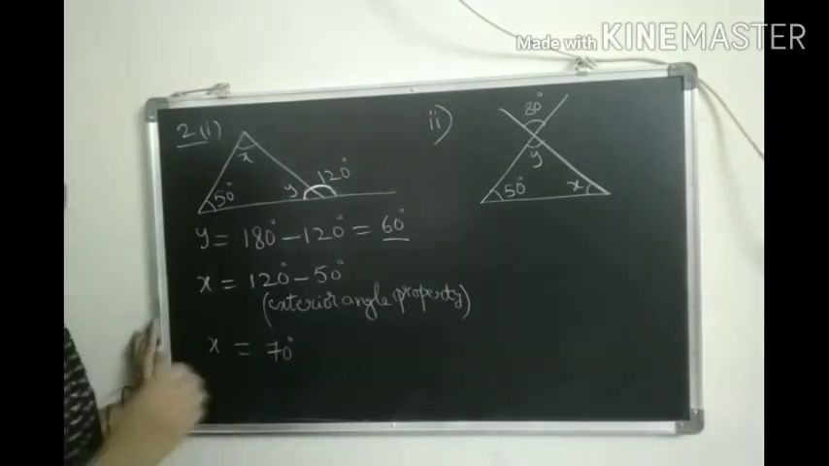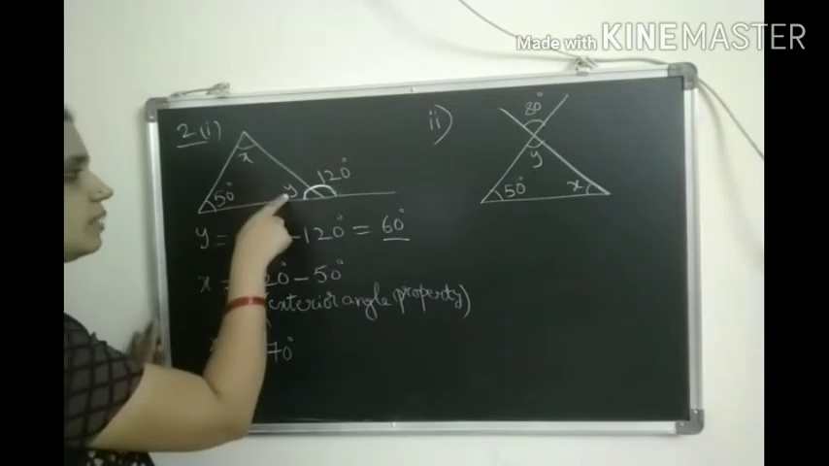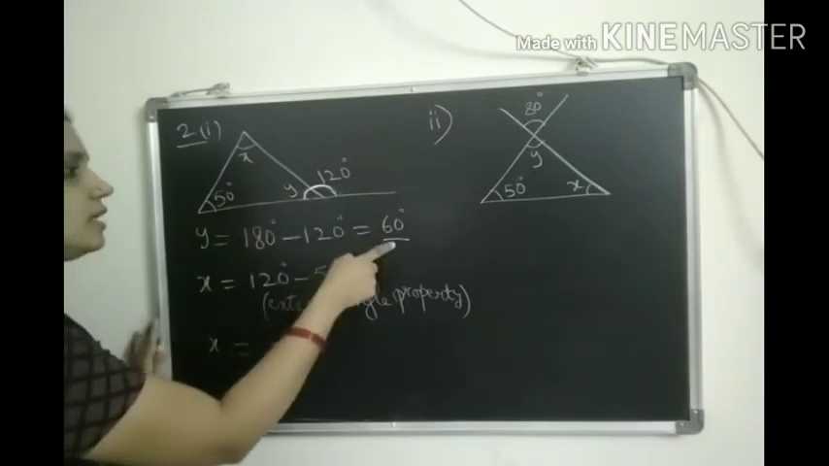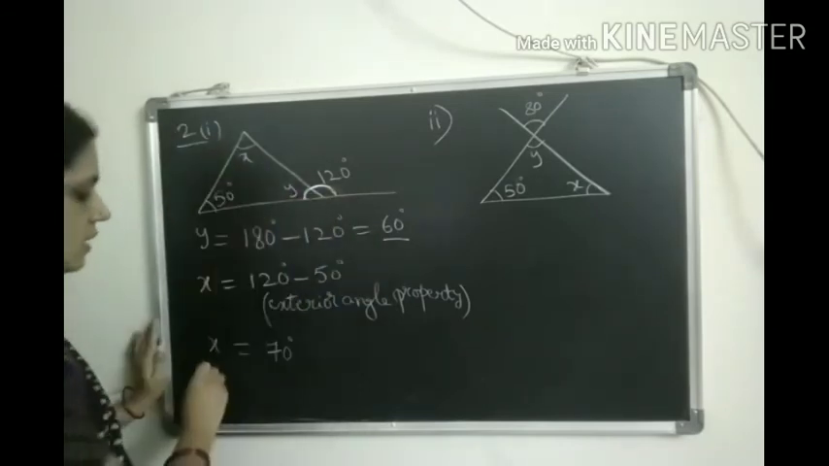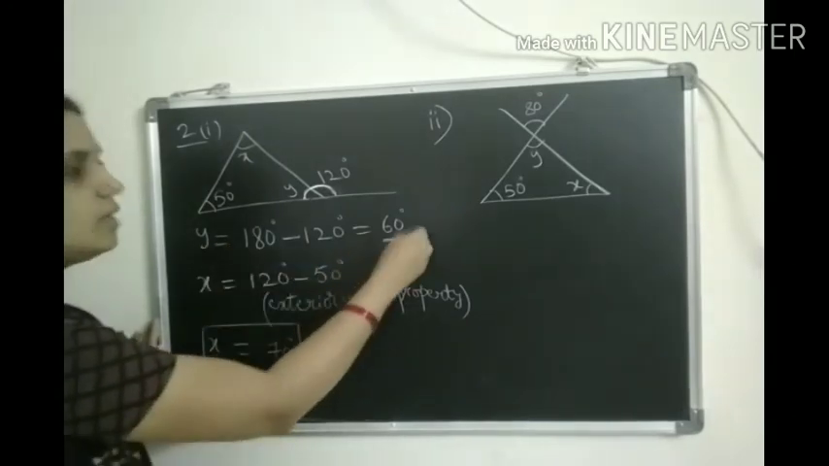Otherwise, we can use angle sum property also. How is it? y we got already, 60. So 50 plus 60 is 110, 180 minus 110 is 70 degrees. Even in that way we will get it. So here x equal to 70, y equal to 60.